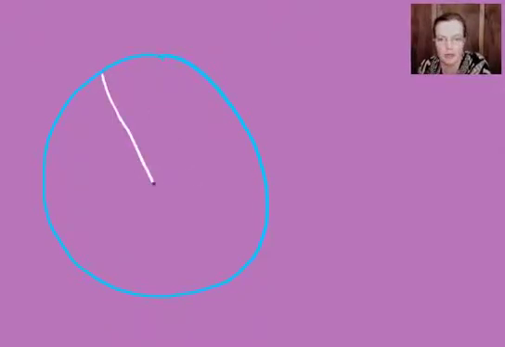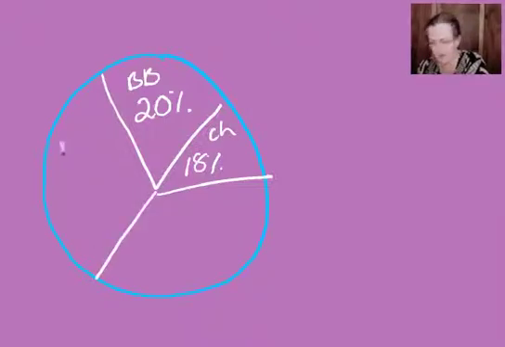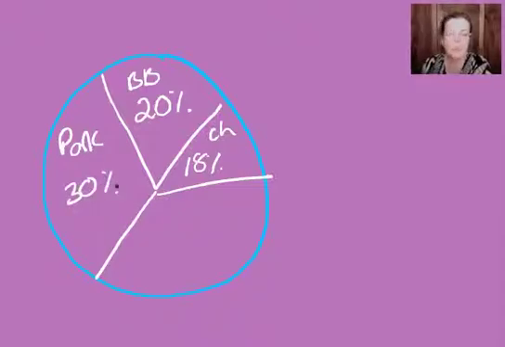So some of them like blueberry. So we'll just write blueberry. And 20% of them like blueberry best. 18% like cherry. 30% equal pork pie. Oh, I do like a pork pie best. I suppose that came as a bit of a surprise. I was expecting them all to be fruit pies, weren't you? And then we've got apple here.